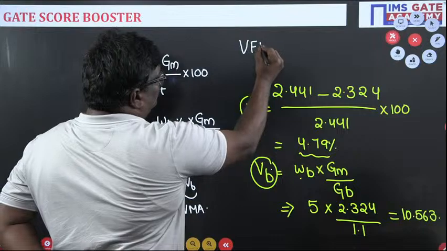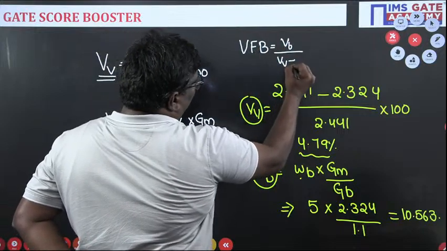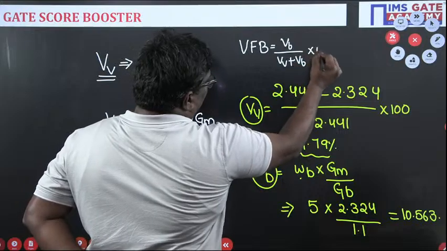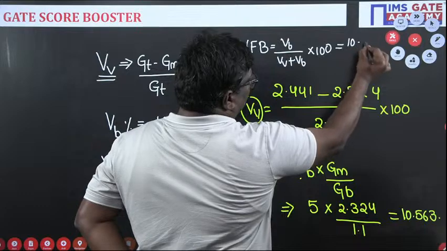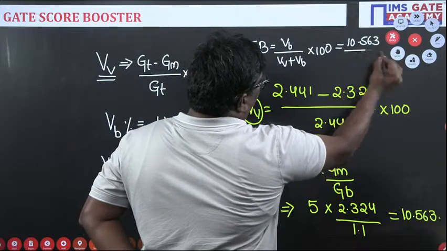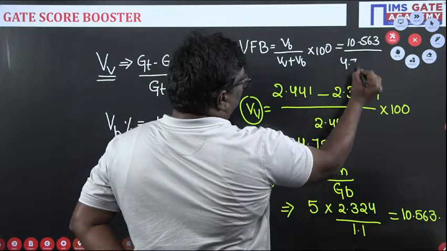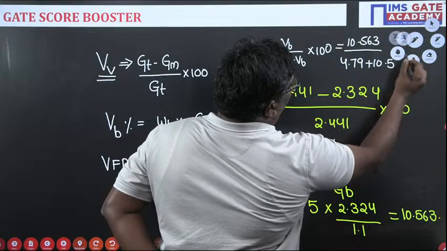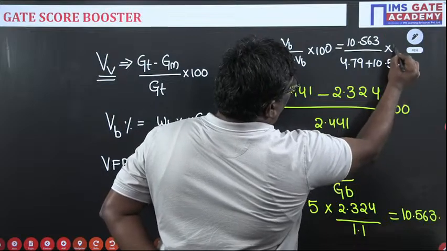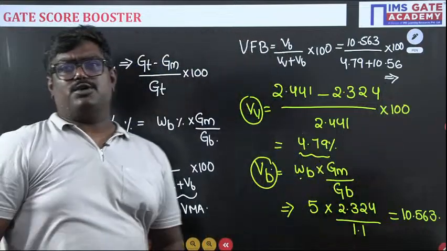VFB is equal to VB plus VV plus VB into 100. So what is VB, sir? We got 10.563 divided by VV, which is how much? 4.79 plus 10.563 into 100. Okay, if you solve this, what will be the percentage you will get, students?